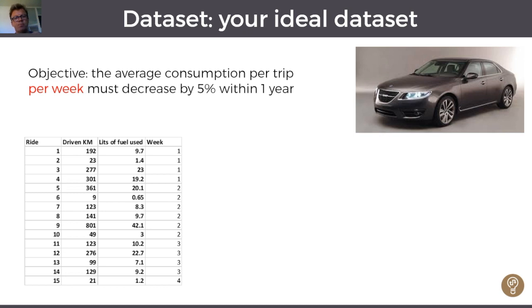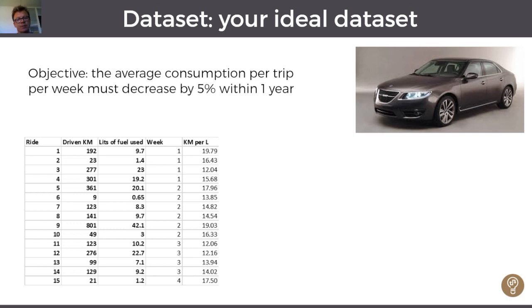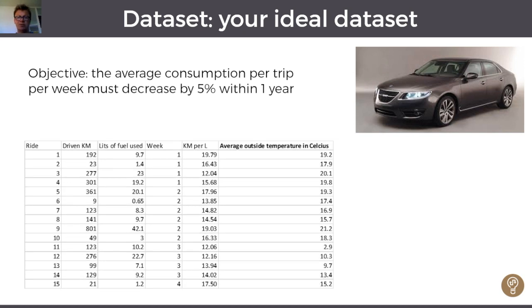And we want to know per week what the usage was. So in the fourth column, we record the week in which a ride took place. In the fifth column, the calculated kilometers per liter is recorded. But I want to know more. I want to know what the outside temperature was during the rides because I think it might influence the performance. The car measures the outside temperature and I record it in the column.